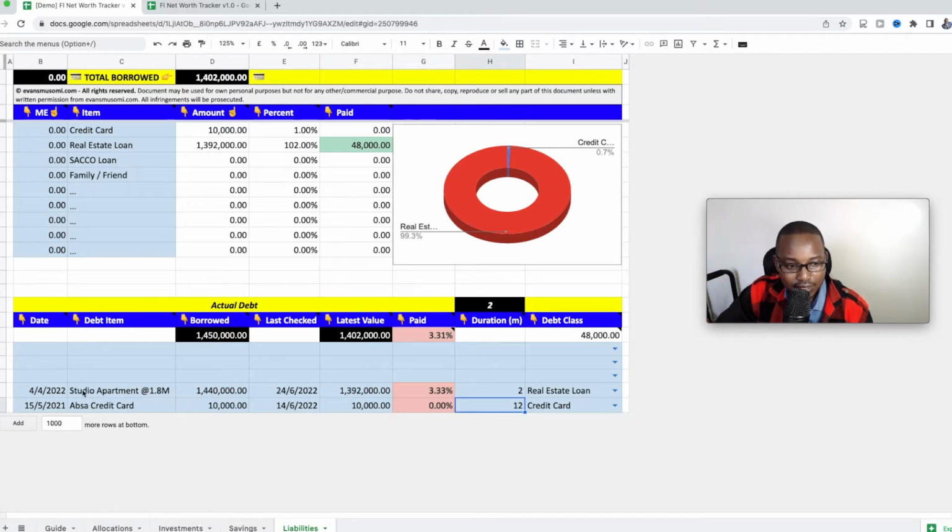The second item D borrowed for is a studio apartment worth 1.8 million. He borrowed a loan of 1.44 million, and so far this is the current value, 1.392. So this means that he's been able to pay 3.33%, which amounts to 48,000 on his real estate loan. This part is what lets the sums come up over here.